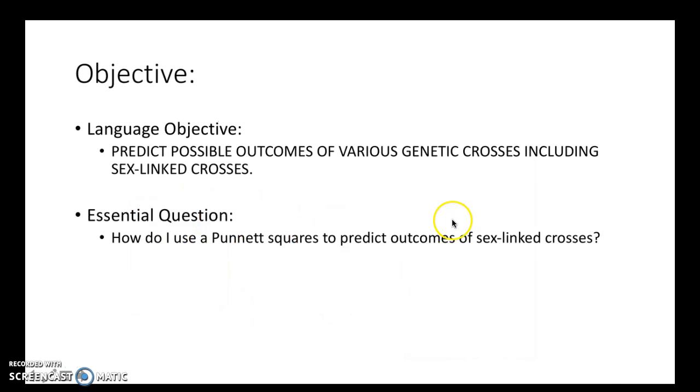All right. Now, the objective for today is to predict possible outcomes of various genetic crosses, including sex-linked crosses. Make sure that you write down an essential question on your paper, and the essential question that I have written for you here is, how do I use Punnett squares to predict outcomes of sex-linked crosses? So we're still going to be using those Punnett squares that we've learned how to use, and we are actually going to be using them to predict sex-linked traits.